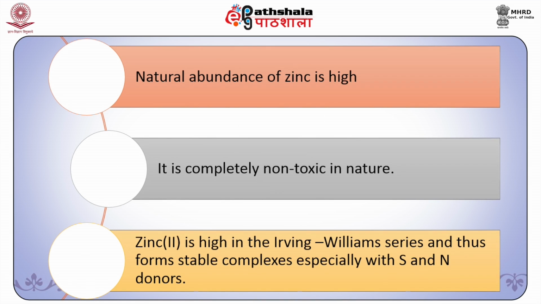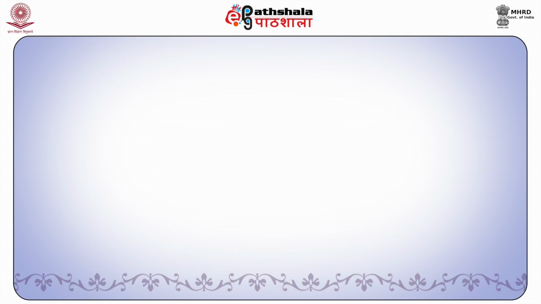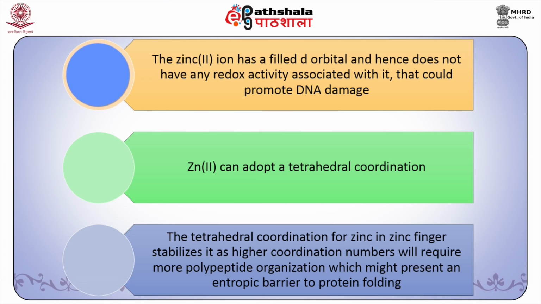Zinc is an ideal cation for a structural role in proteins for many reasons. The natural abundance of zinc is high. It is completely non-toxic in nature. Zinc(II) is high in the Irving-Williams series and thus forms stable complexes, especially with sulfur and nitrogen donors. Zinc(II) has a filled d orbital and hence does not have any redox activity associated with it that could promote DNA damage.